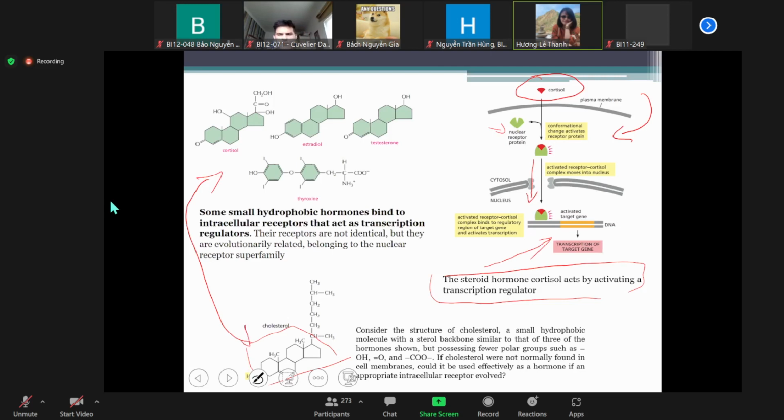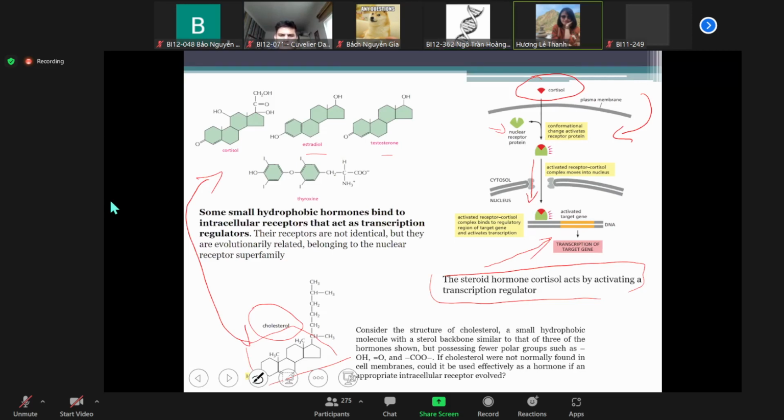So why do estradiol and testosterone become hormones, but not cholesterol? So if cholesterol is not found in the cell membranes, could it be a hormone like estradiol and testosterone? I don't think so, because cholesterol is hydrophobic. It does not dissolve in water, so it cannot be a hormone.